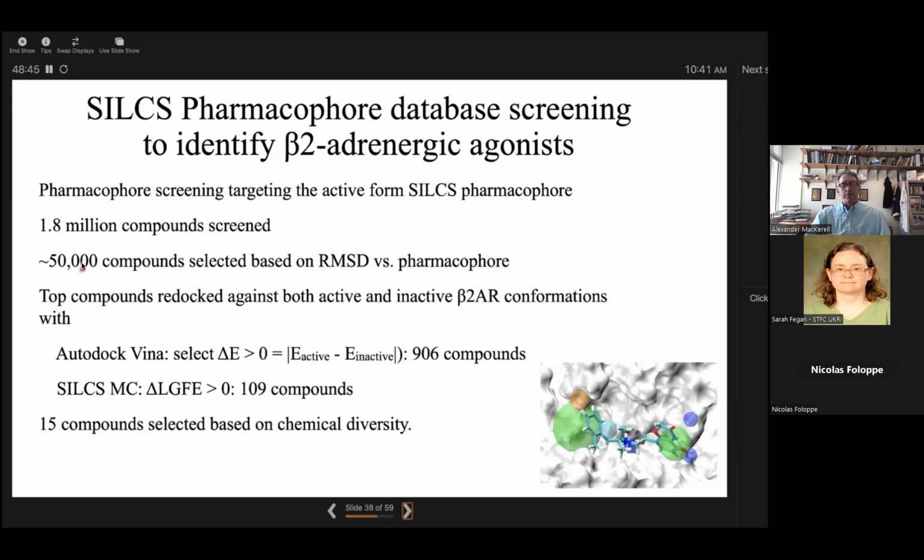With respect to the pharmacophore, we then select a large number of compounds. We then select compounds based on energetic difference criteria. We initially selected 1,000 compounds using AutoDock Vina. We then selected a subset of those compounds using the SilcsBio LGFE scores, from which we selected about 100 compounds. Of those 100, we selected 15 compounds based on chemical diversity.